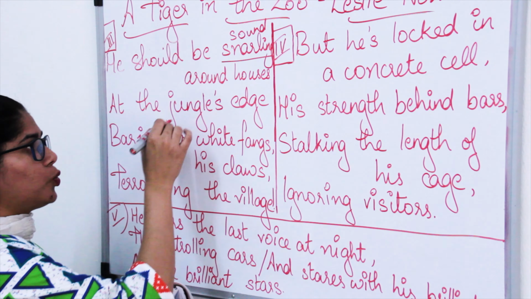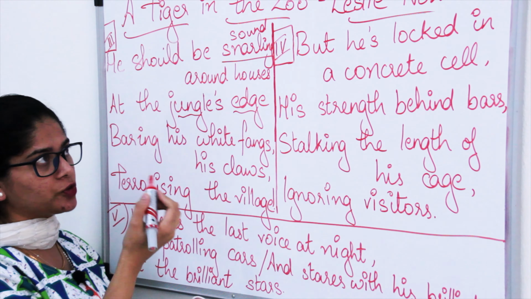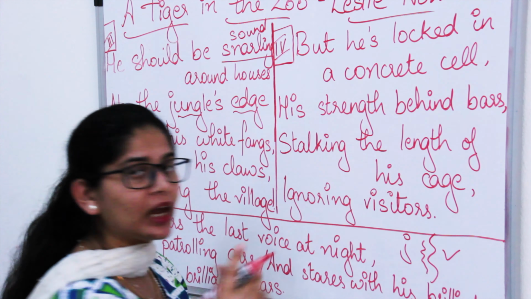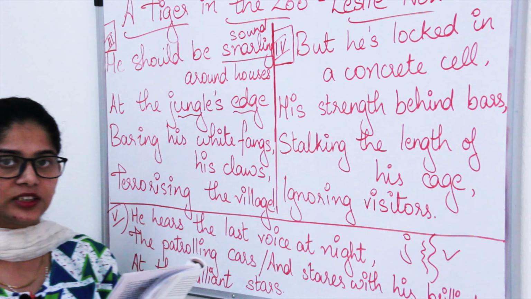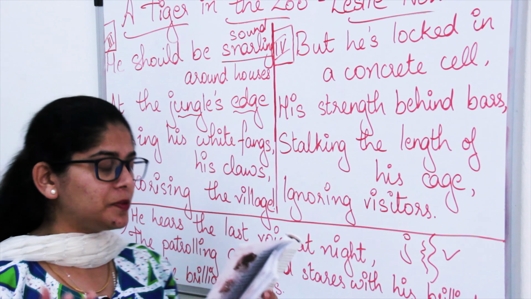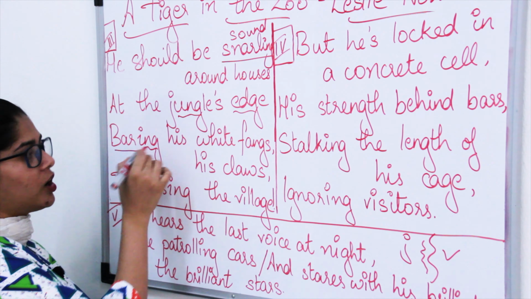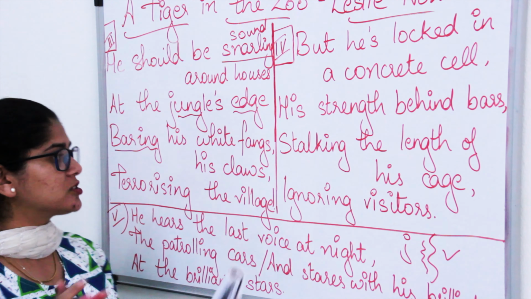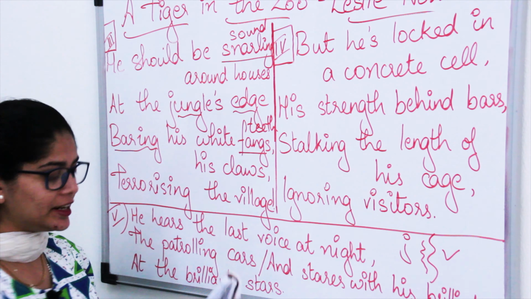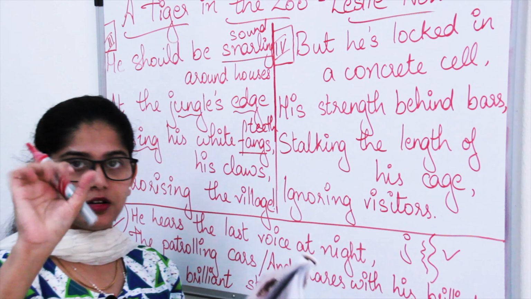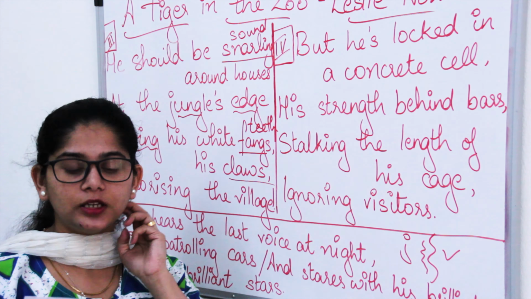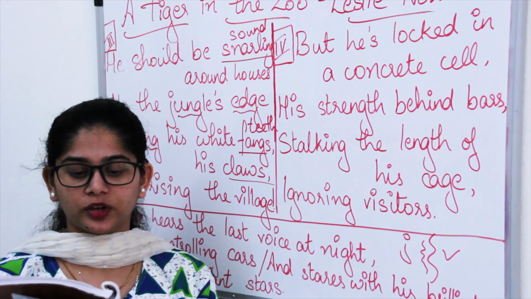At the jungle's edge. Why do they mention the jungle's edge? It means the edge. For example, this is a jungle and this is a village. So he'll be moving about on the edge of the jungle, which is next to the village. At the jungle's edge, baring his white fangs. Baring means exposing. What has he got? He's got his white fangs. White fangs basically means the teeth. White fangs and his claws. Claws means those sharp things, the nails kind of thing. So he is baring all these.